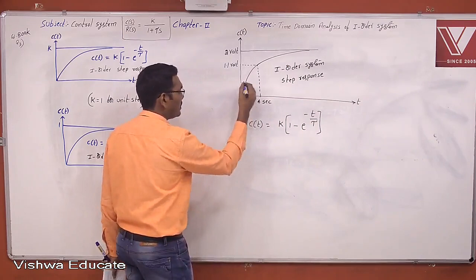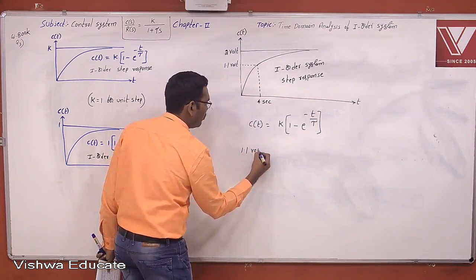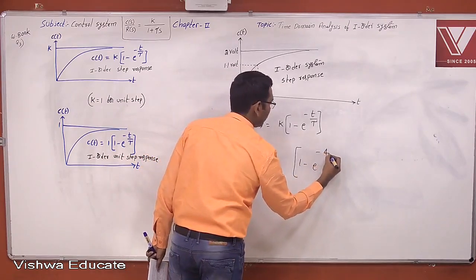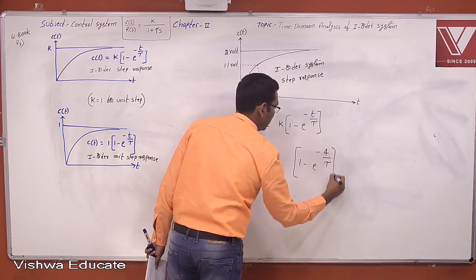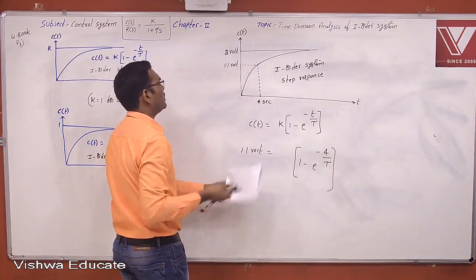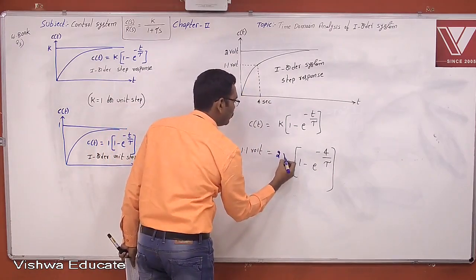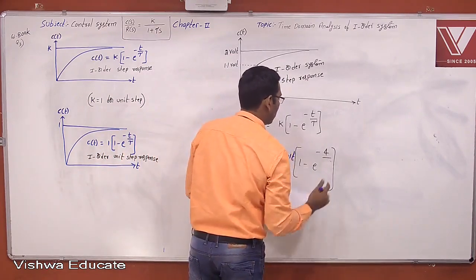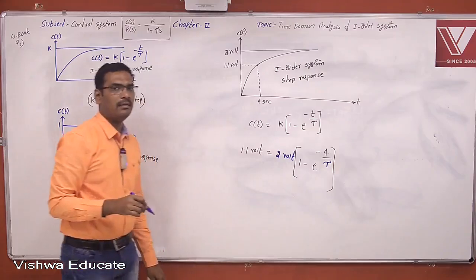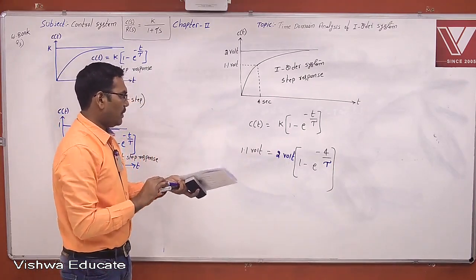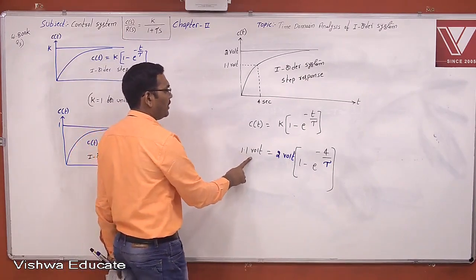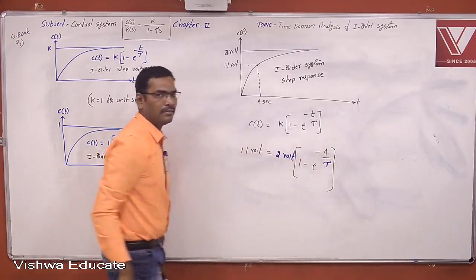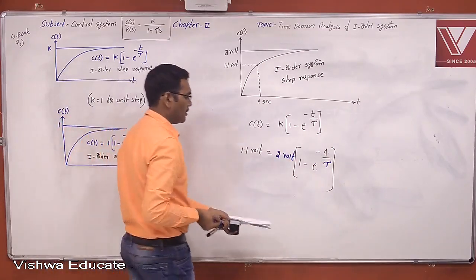So the response reaches 1.1 volt after 4 seconds and finally reaches a steady state value of 2 volts. There is only one unknown parameter here, the system time constant tau, which he wants to calculate. The response reaches 1.1 volt after 4 seconds, finally reaches a steady state value of 2 volts. What is the system time constant? Simplify this and you can get the system time constant.